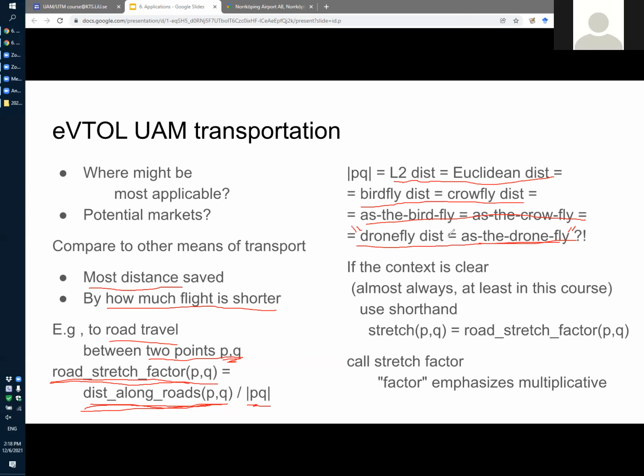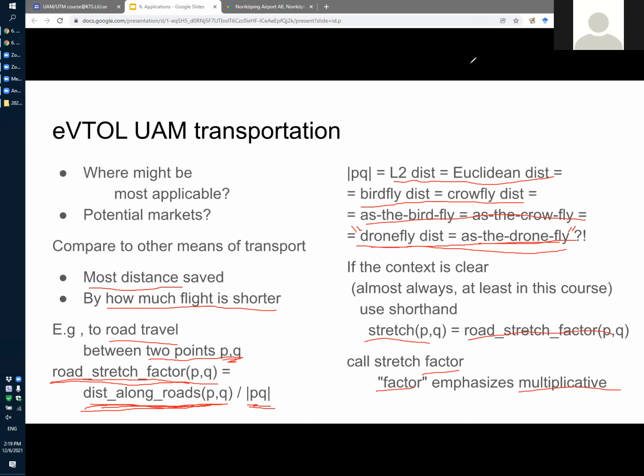But anyway, this is something which is more relevant to us. We look at the distance along roads divided by the distance for the UAM. And this is called a stretch factor because it emphasizes that it's a multiplicative thing, obtained by taking the ratio of the distance along the roads to the Euclidean distance. Very often we would just say stretch instead of road stretch factor.